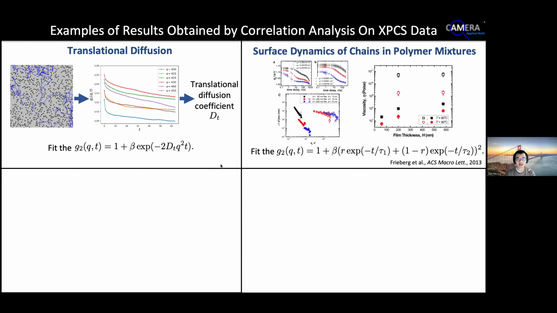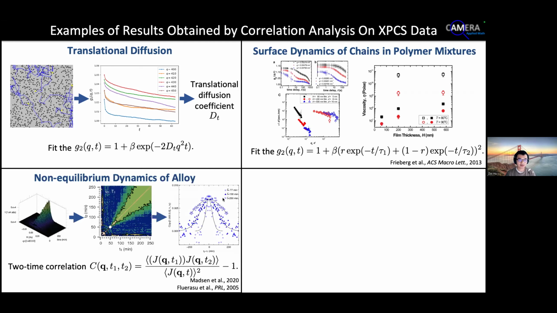Another example is slightly more complicated. In this example, correlation analysis was applied to study the surface dynamics of chains in polymer mixtures. This model is actually a mixture of two exponential decaying curves. So by fitting this model to the obtained autocorrelation, the authors of this paper found the existence of two relaxation times. One is 2 orders of magnitude smaller than the other one, hinting at the dynamics of two populations of chains.